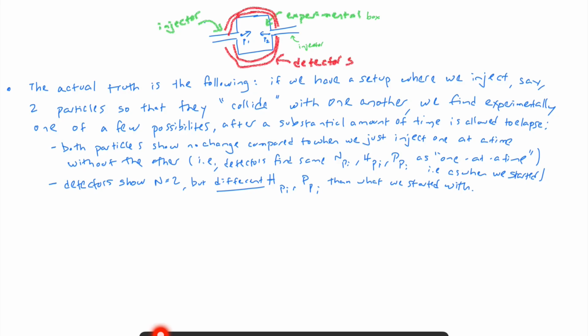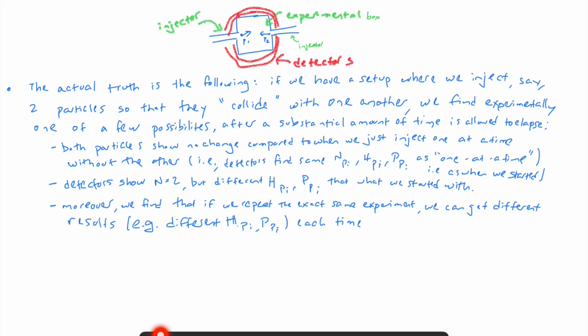But if you do this experiment without changing anything else, changing the outside settings, and just looking at the detectors, sometimes you'll see a different result. In that situation, you can also find a result where the detectors still show 2 for the number of particles. Remember, these detectors can count the number of particles in our experimental box, but they may show different energies for each of the particles and different momentum for each of the particles that are coming out than what we started with. You start with P1 and P2, you end up with still 2 particles, but of different momentums than what you started with. That's another experimental fact that can happen.